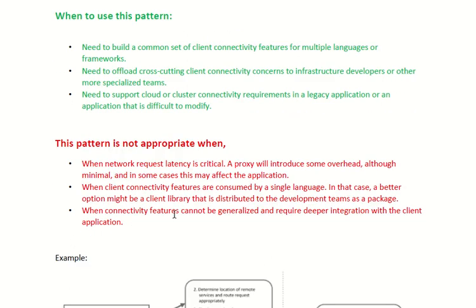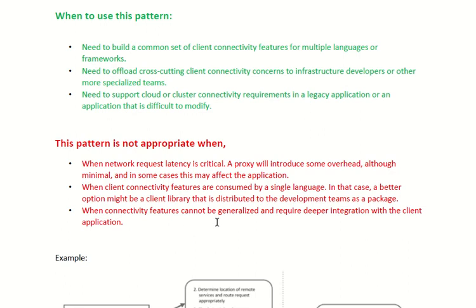When client connectivity features are consumed by a single language, in that case, a better option might be a client library that is distributed to the development teams as a package. Instead of deploying it as another process in your hosting environment, when the client connectivity features are consumed by a single programming language, in such cases, it's better to use it as a library. For example, we create a lot of libraries in C Sharp or Java, right? Just make it a library and reference it from the application itself. That's what they are saying.